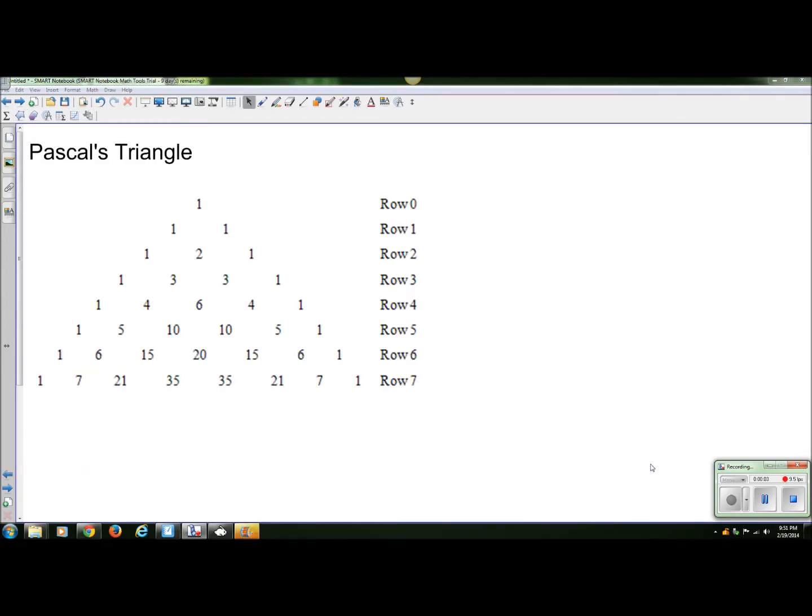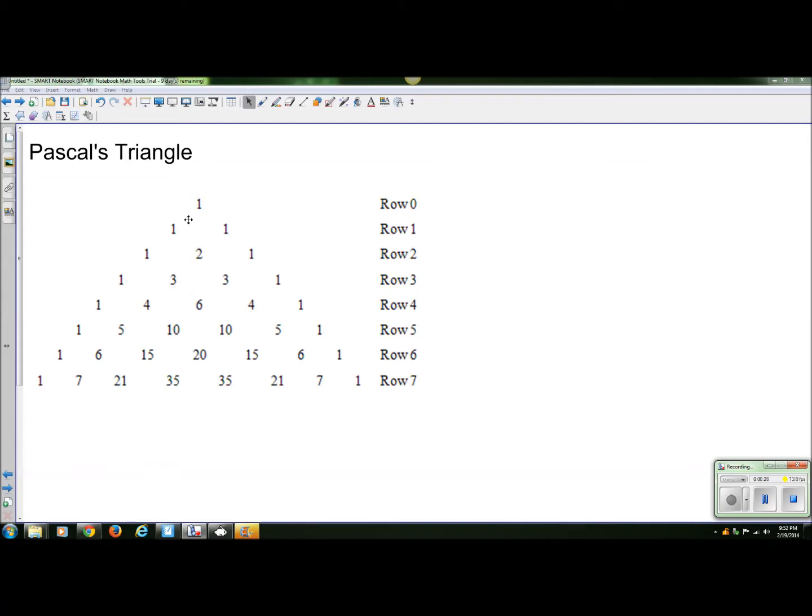Pascal's triangle is named after the French mathematician Blaise Pascal. However, the mathematics behind the triangle had been discovered in many other cultures, including India and China and Greece, and had been utilized there for centuries.